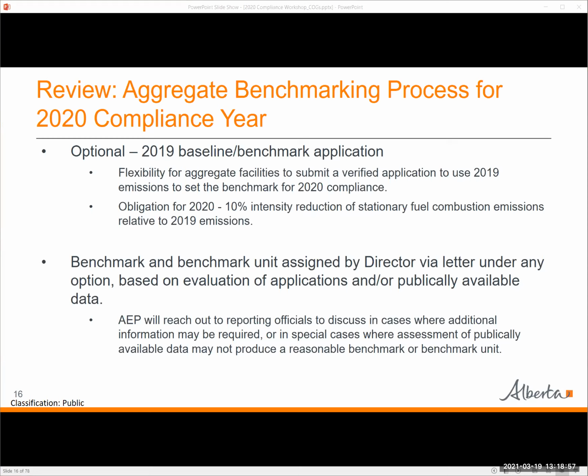And I guess importantly to note, under any of the aforementioned options, a benchmark and a benchmark unit will be assigned by the director via letter based on an evaluation of applications and/or the publicly available data. In cases where additional clarity is required or where assessment of public data may not produce a reasonable result, we will be reaching out to contact the person responsible for a relevant aggregate facility to discuss and work through that.